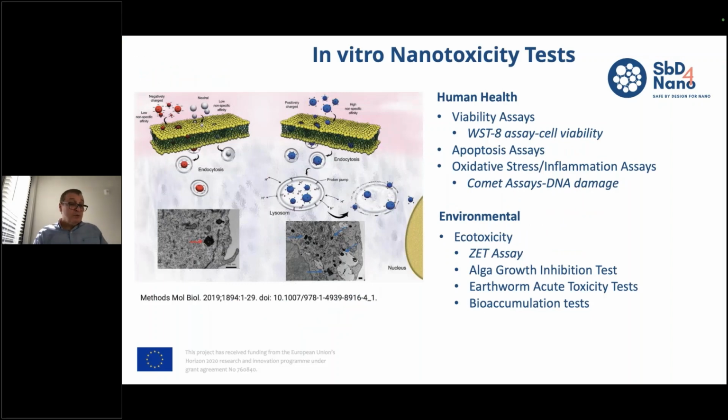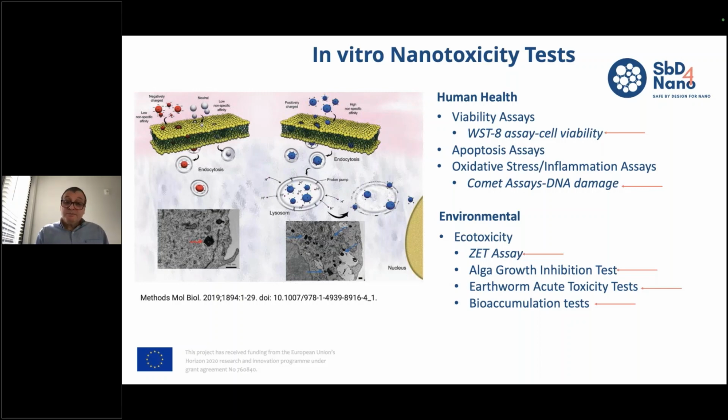Okay, so now I'm going to go into the nanotoxicity tests. There are two kinds of in vitro tests. These are done in the laboratory. The first concerns human health, the other the environment. I'm going to show you which tests we used in this project for human health. These are viability tests, the WST-8 assay for cell viability, and the other test we used was the comet assay for DNA damage.